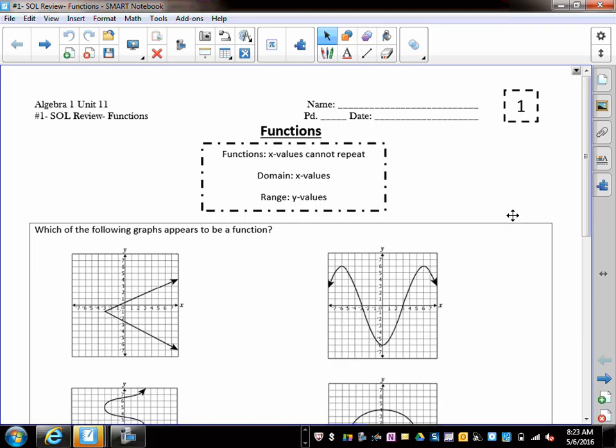So today marks our first day of SOL review, like I said. If you look at your assignment sheet, let me go and pull that up so we can take a look at it together.